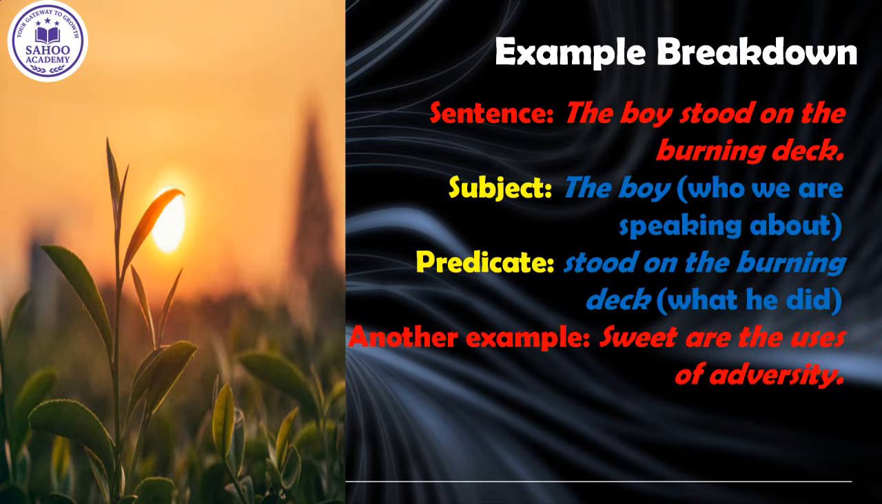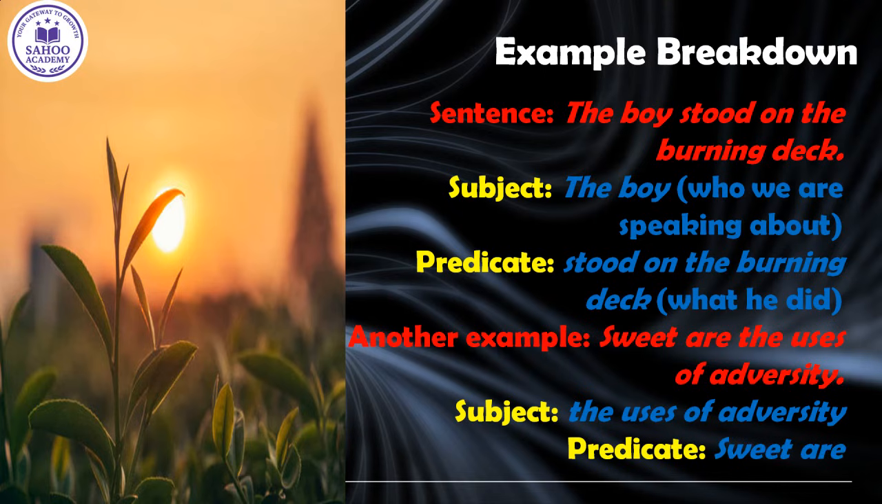Okay, now let's try another sentence. This one has a slightly different order. Sweet are the uses of adversity. Here the predicate comes first, sweet are, and the subject follows, the uses of adversity. Even though the order is flipped, the two parts are still there. Subject, the uses of adversity, and predicate, sweet are.